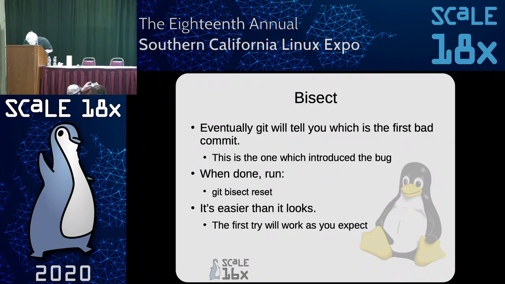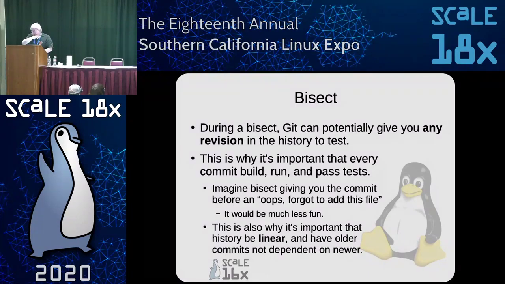Eventually, it'll tell you where the first bad commit is. This is the one where the bug is introduced. When you get there, run git bisect reset. It's a lot easier than it sounds.